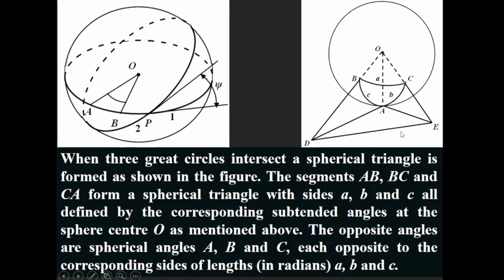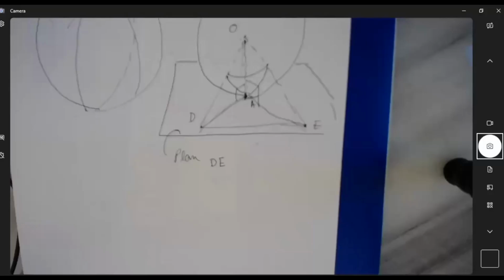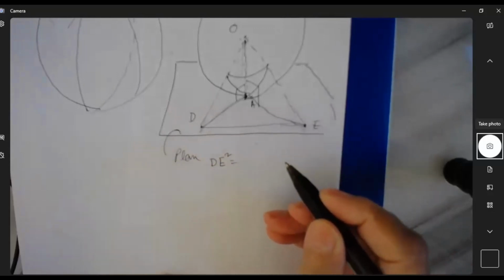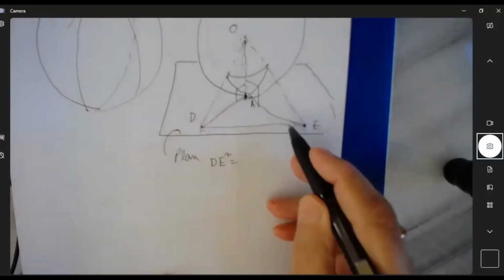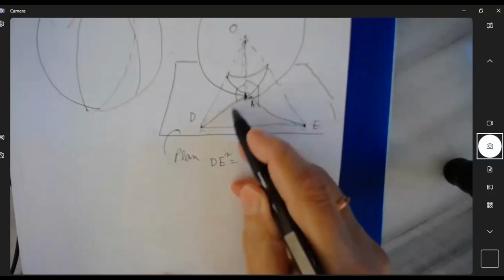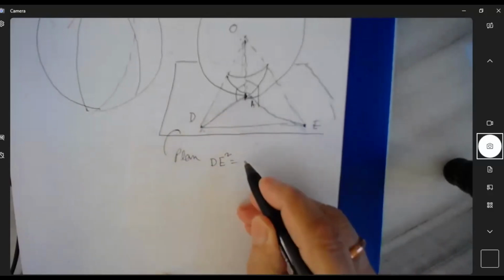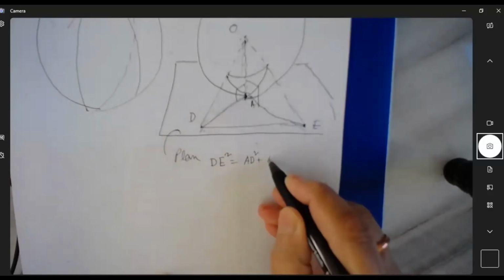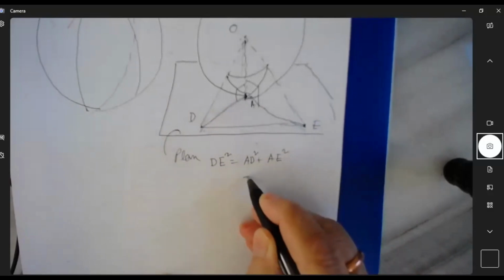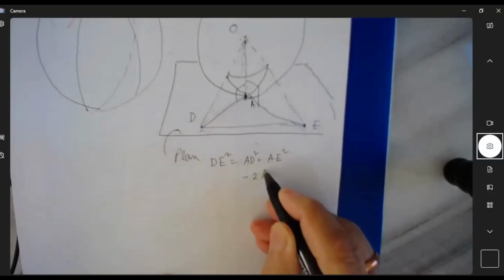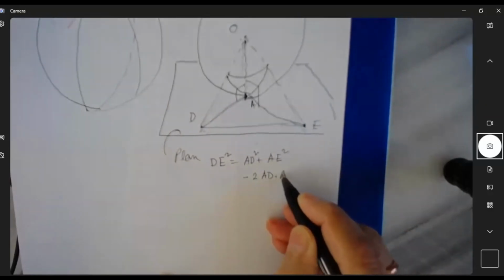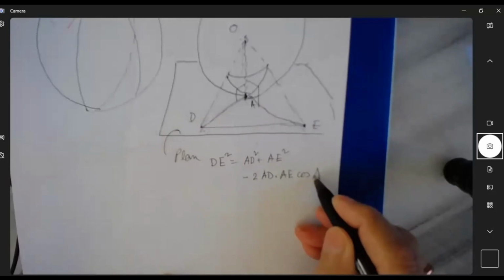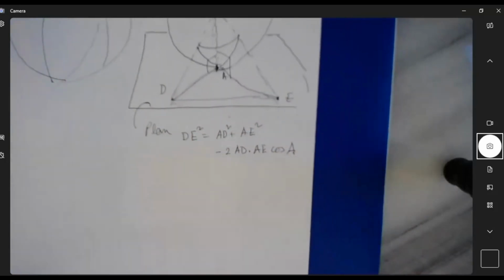So the best thing will be to use the trigonometric relation we derived: this square plus this square minus twice this into this into the angle. So DE square is AD square plus AE square minus twice AD into AE into cosine of angle A, capital A. Remember this.